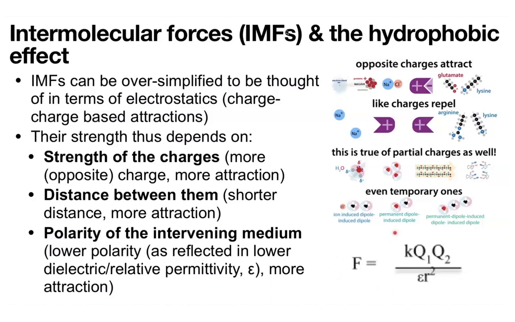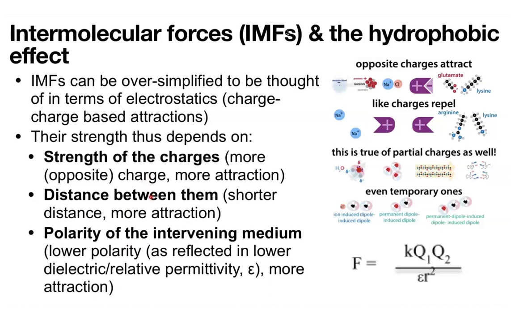You're not going to have to do any sort of calculations or even recognize things in this formula. This just shows you how these all combine. The force is going to depend on three things: the strength of the charges, the distance between them, and the polarity of the intervening medium. So, the strength of the charges. The higher the charge, assuming we're talking opposite charges here, the more the attraction. We have Romeo and Juliet yelling at each other that they love each other. They're going to feel the love very greatly.